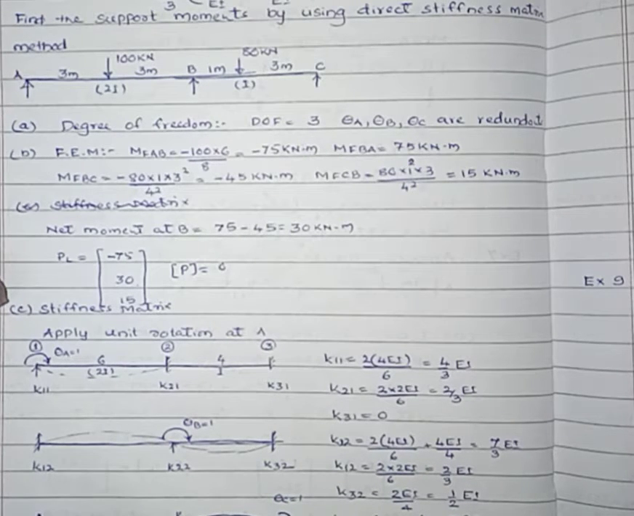Then apply the unit rotation at coordinate 2, that is theta B equals 1 as shown in figure. Here, due to the unit rotation at coordinate 2 or at B, the stiffness element at 1 due to the unit rotation applied at 2, that is K12, will undergo deformation like this. Here, by considering all the ends as fixed support, for K12, B is the far end, hence that is 2EI by L.